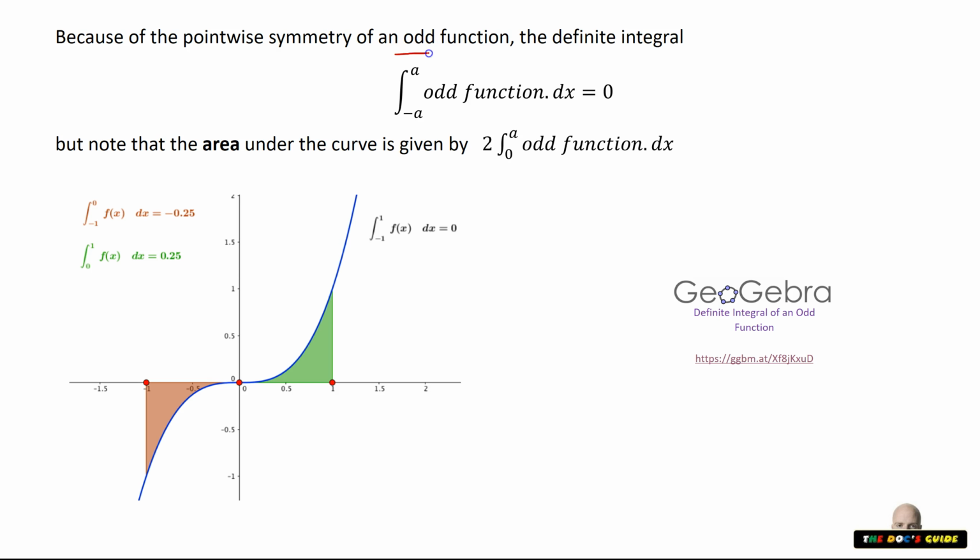Now the next point we're going to have a look at concerns symmetry. So if we have an odd function which has pointwise symmetry, as we know, so if we take this function here, which has pointwise symmetry, then what we can see is that if we take the integral from minus a to a, so from points equidistant either side of the axis, then we've got a positive area over here, a negative area here, and they're going to be, because of symmetry, equal in magnitude to each other. So if we just take one integral from minus a to a, we're going to get an answer of 0.